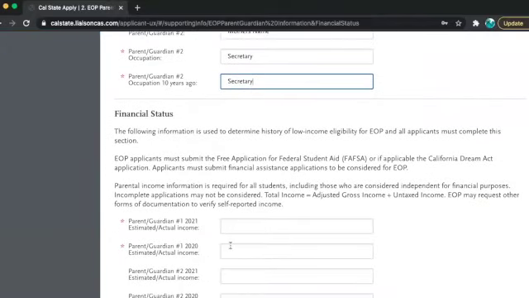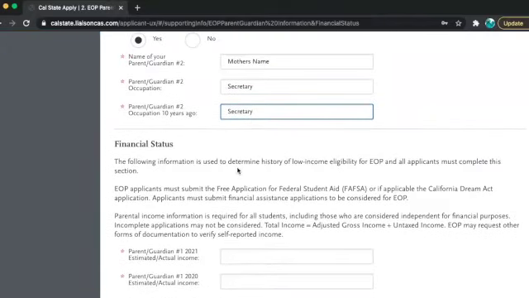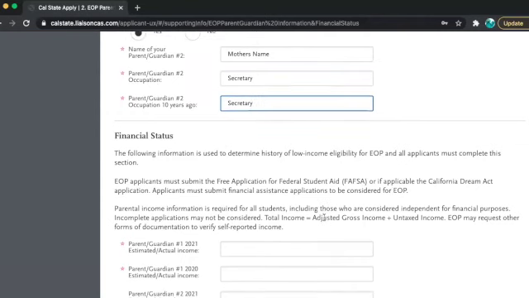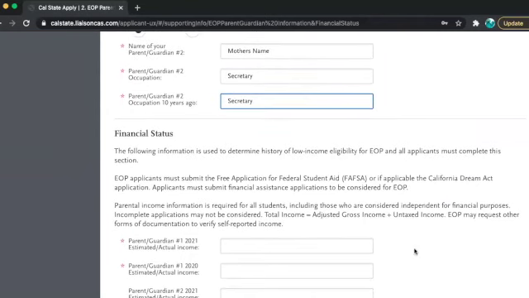Financial status. So the following information is used to determine history of low income eligibility for EOP. If you were told you need to do EOP, it's because you qualify. EOP applicants must submit the FAFSA. If you haven't, please schedule an appointment with me so that we can help you do that. Or if applicable, the California DREAM Act. Applicants must submit financial assistance applications to be considered for EOP.